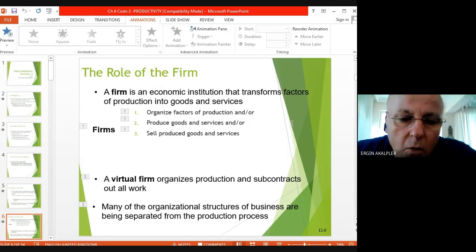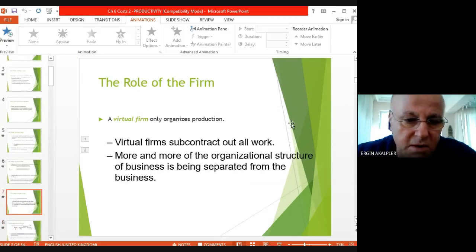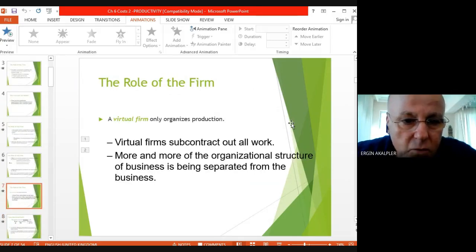A mutual firm organizes production and subcontracts out work. Many of the organizational structures of the business are being separated from the production process. The role of the firm is, of course, very important in this direction. A mutual firm only organizes the production. As I mentioned to you, it is a very important part of the production operation process. Mutual firms subcontract out workers, and more and more of the organizational structure of business is being separated from these businesses.